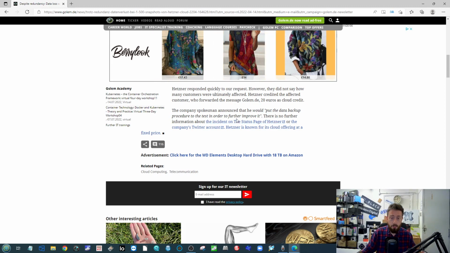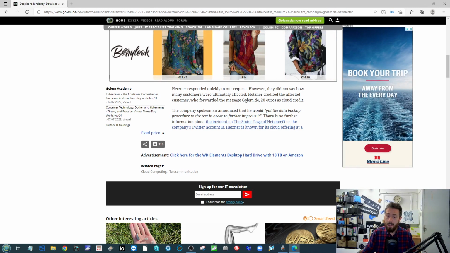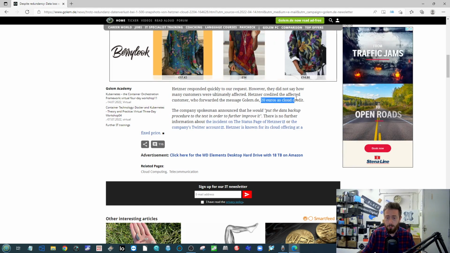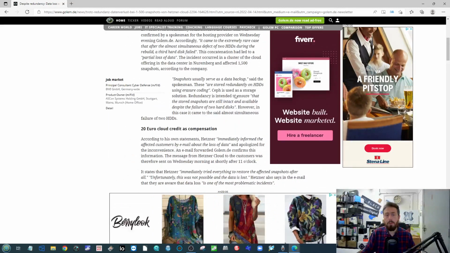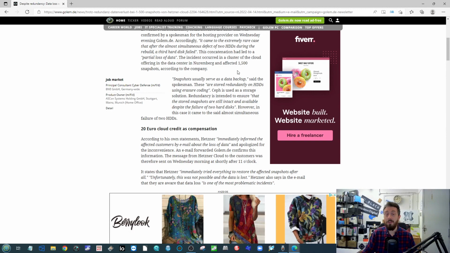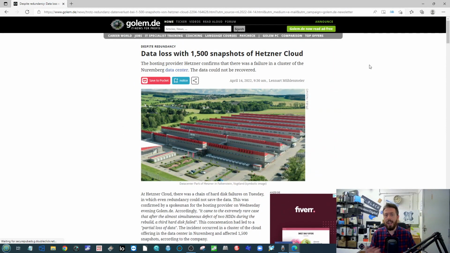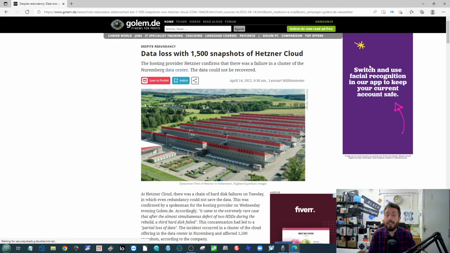They have reached out to people that have been affected, and according to the article, have offered €20 of cloud credit, which, in the grand scheme of things, is an incredibly piffling amount of money, which makes me wonder just how many people were actually affected by this for that kind of sum of money. But still, nonetheless, it's very rare for us to hear about these sort of things happening on data centers, who generally have ridiculous amounts of redundancy and backups in place with all of that data there.